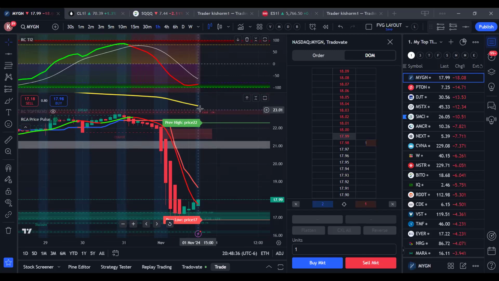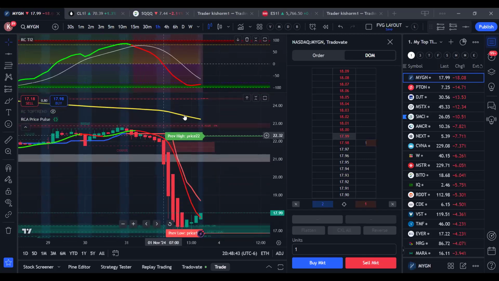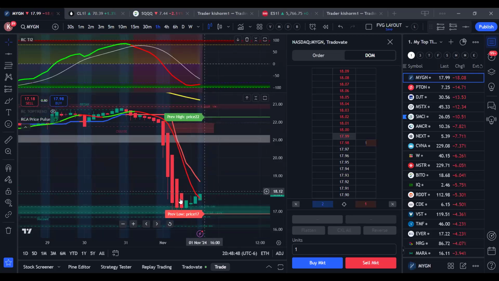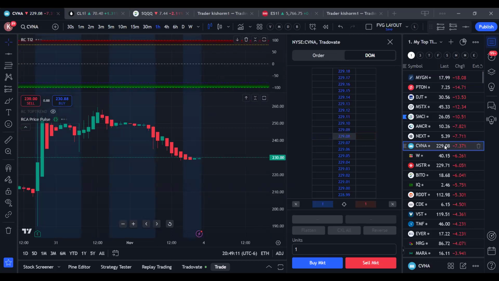This is a good time to take shorts, or this is a good time to go long. You can do bull put spreads. If the price breaks this, you can do bear call spreads. If it starts going up, it will go all the way to minimum this. This is like your small resistance. It will try to go till here. Any stock, it is the same story. Let us see CVNA.